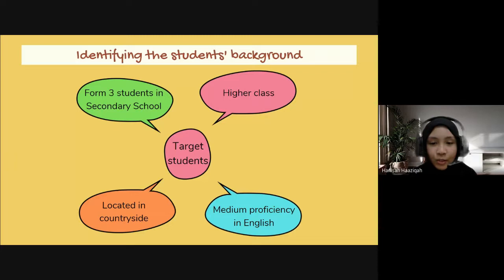Okay, identifying the student's background. In the framework, it serves as a guideline for these target students, who are Form 3 students in a secondary school. The school is located in the countryside. They are in the higher class, but they have medium proficiency in English. This is because, since they are located in the countryside, the society there does not really use English in their daily life. Hence, they barely use English on a daily basis, so they only have medium proficiency in English.